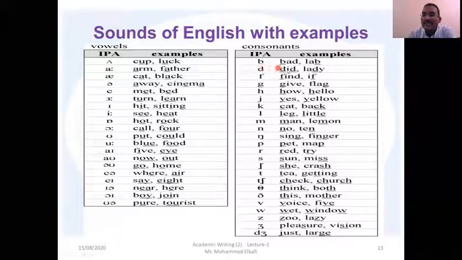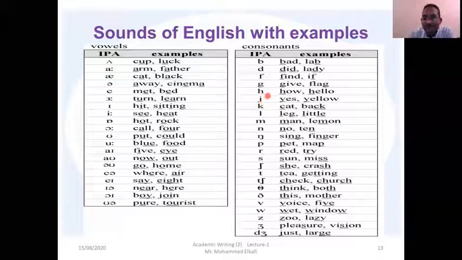Ba, as in bad. This one is da, as in did. This one, fa, as in find. Ga, as in give. Ha, as in how.